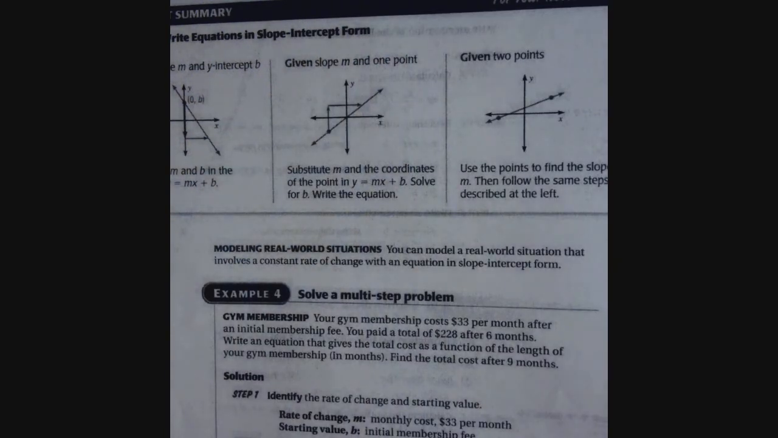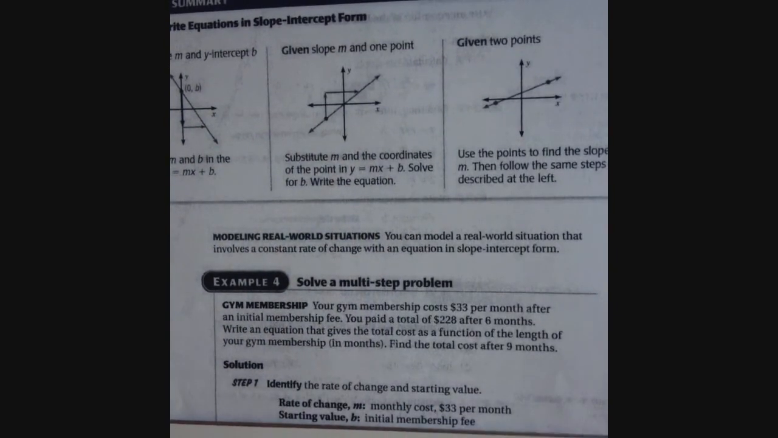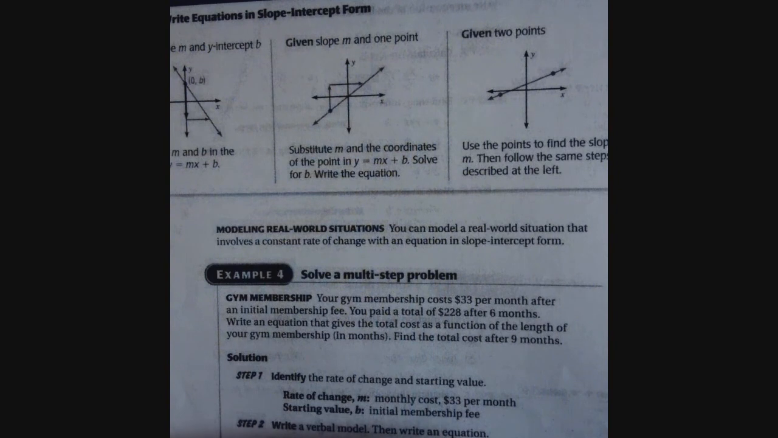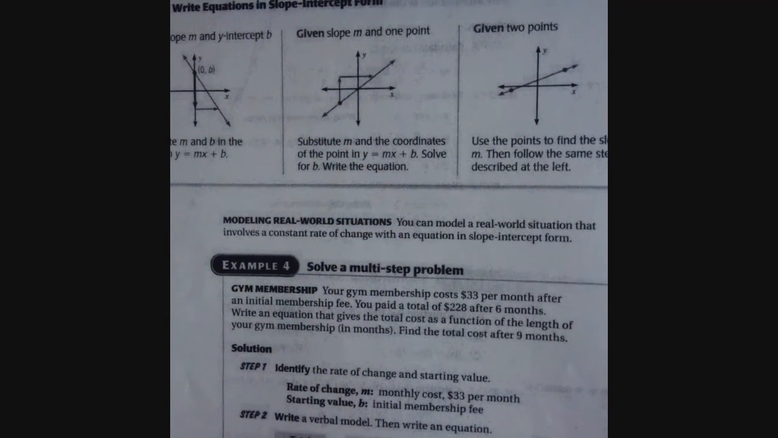So your gym membership costs $33 per month after an initial fee. You paid a total of $228 after 6 months. Write an equation that gives the total cost as a function of the length of your gym membership in months. So C equals something times T. Then find the total cost after 9 months.